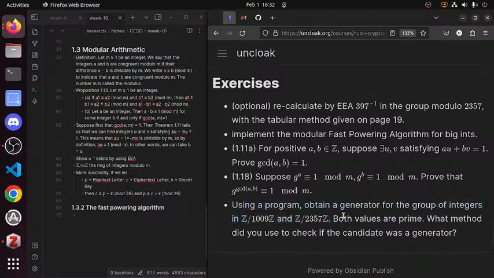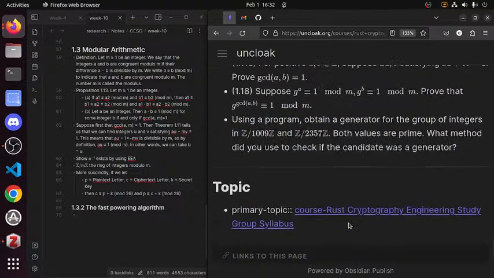But using a program, obtain a generator for the group of integers. Both values are prime. What method do you use to check if the candidate was a generator? So to me, I suppose they're prime, so the GCD of these two numbers is 1. And I guess this to me is actually the difficult part. I was talking to Thor about it. He did provide me some feedback, and so that'll help me with that question.